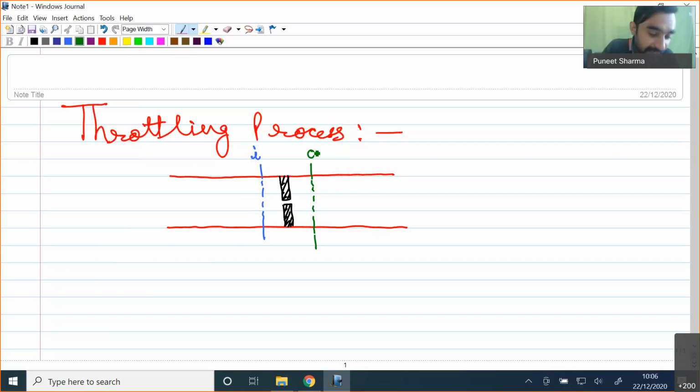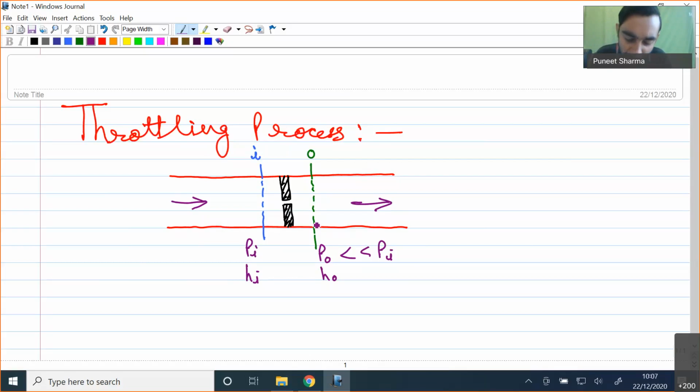Okay. Flow of fluid is happening through this, and if at the inlet point I have pressure Pi and enthalpy Hi, and at the outlet point I get pressure Po and enthalpy Ho, then my Po will be very small in comparison to Pi. So we are fixing our upstream pressure, and for a fixed upstream pressure, because of the restriction there will be some pressure loss. We are trying to find out how much pressure loss we are having. Instead of Pi, I have got another pressure Po, which is less in comparison to Pi.